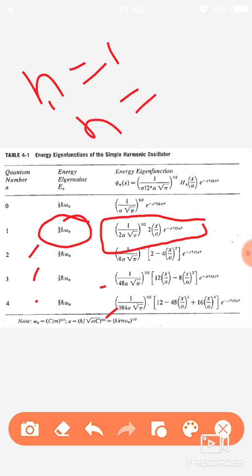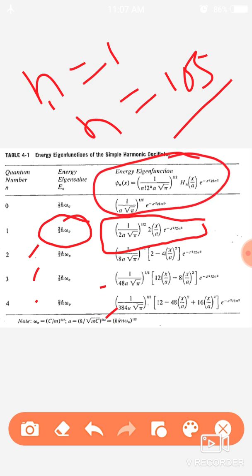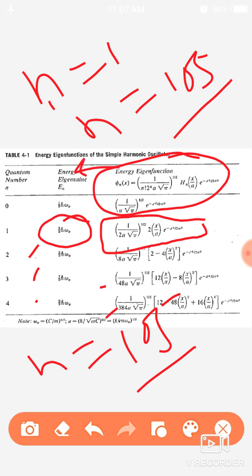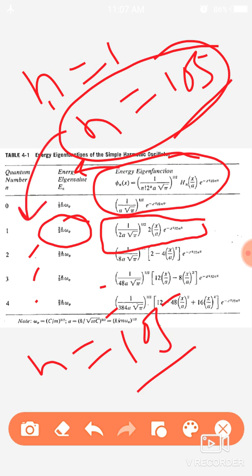So if we are interested in n equal to 1, 0, 5 energy level, then we have to substitute n equal to 105 in this function and see what value we find, and then we solve for the Hamiltonian of the 105 state. Corresponding to that state we find the eigenvalue, that is our energy of the harmonic oscillator corresponding to the 105 state. So this is the linear harmonic oscillator.